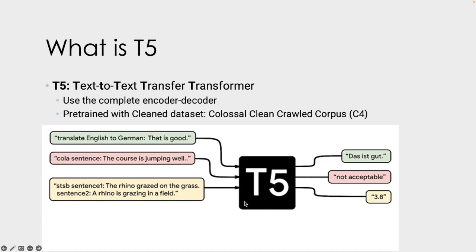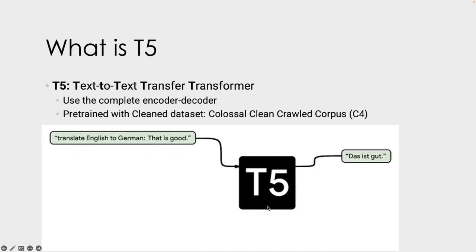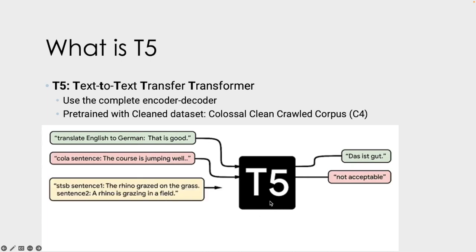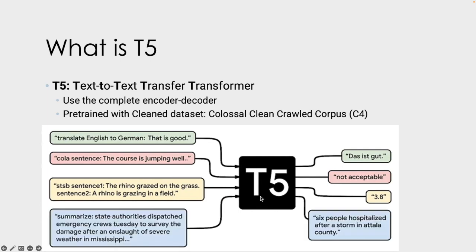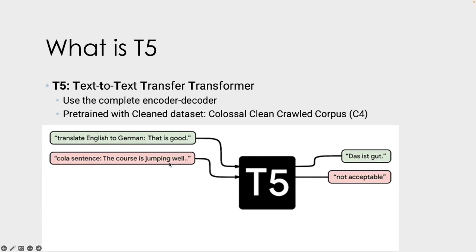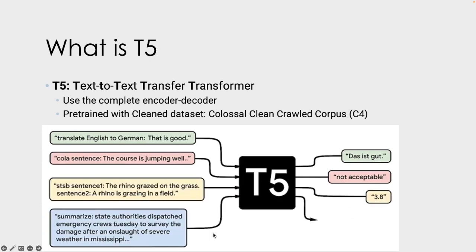Basically, it's using one T5 model to work with all different tasks, right? Without having different sets of parameters, it can use the same model with the same parameters but serve different tasks, such as translation, predicting whether a sentence is grammatically fit or not, predicting numbers, and summarization.